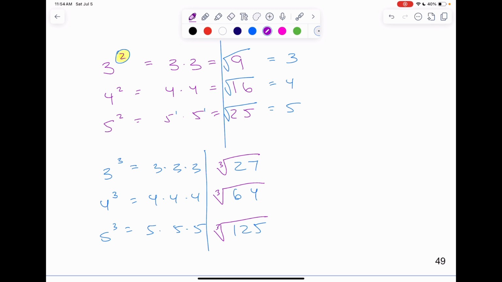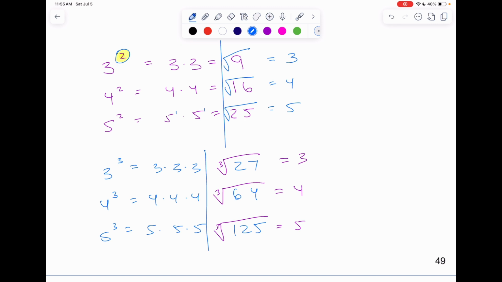And then I'd be asking myself, well, what did I cube to give me 27? Well, it was 3. What did I cube to give me 64? That's 4. What did I cube? What times itself 3 times gives me 125? Well, that's 5. We're uncubing it.